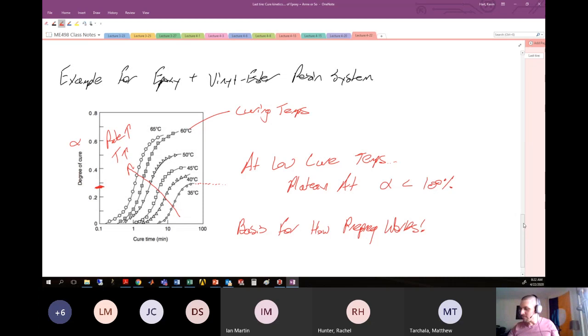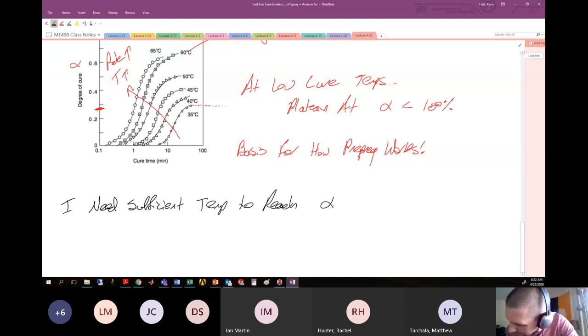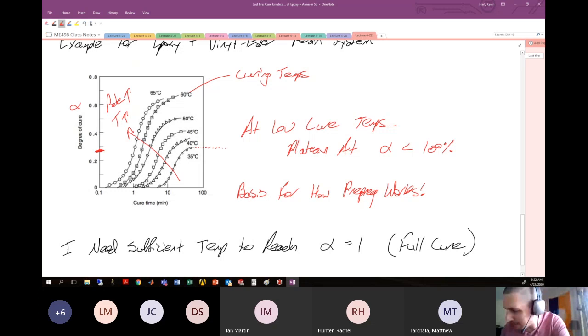All right, so this also means that I need sufficient temperature to reach alpha equals one, which is full cure. It looks like these guys here are maybe not quite done. Maybe they're going to come up and plateau at 80%. Maybe this guy is going to plateau at 75%, something like that. Hard to say. Even though you're delivering 50, 60, 65 C, it's still not enough to get it up to the 100% cure that you need. So even these curing temperatures are probably insufficient for fully curing this particular resin, based on the trajectory of those lines.